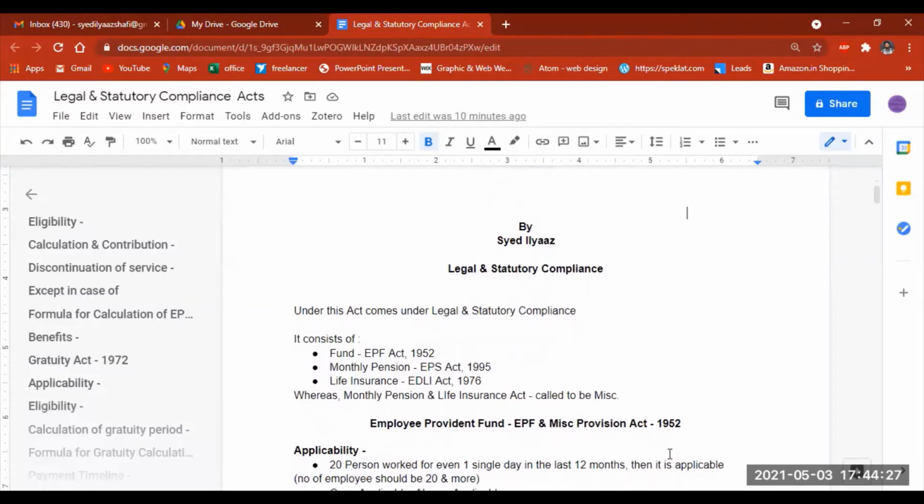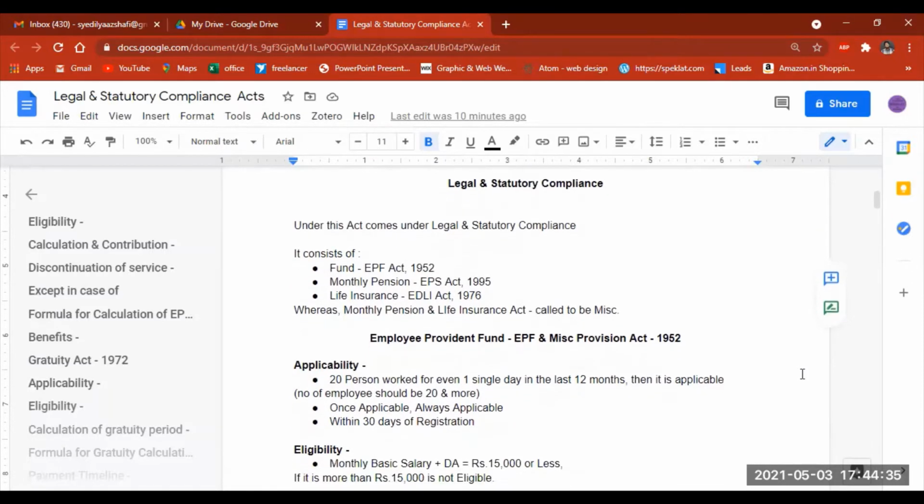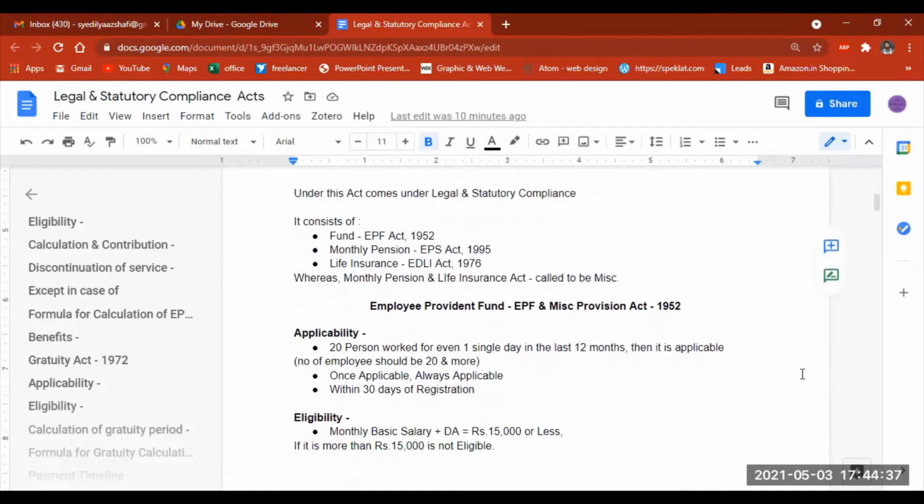The very first module that we're going to cover today is the legal and statutory compliance. Under this, there are three major important acts. The first is the fund, that is the Employee Provident Fund, the EPF Act.